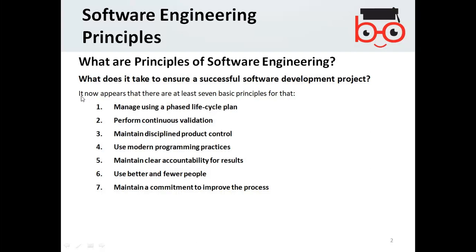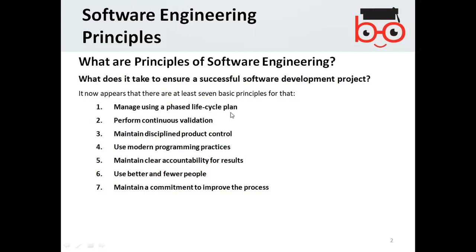It now appears that there are at least 7 basic principles for a successful software project. What are those principles? Manage using a phased life cycle plan. Whatever development you are doing, it should have a phase-wise cycle. Then perform continuous validation.